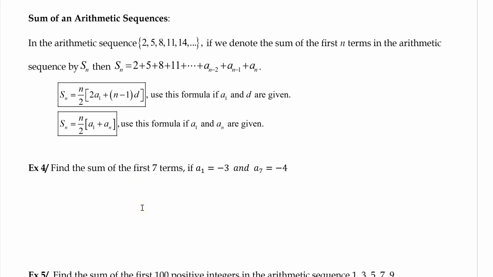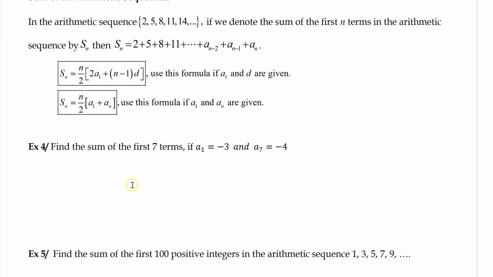So let's try it first, and then I will show you where it comes from. So in order to use the formula, you need a sub 1, d, or a sub 1 and n. And so you want to use what they give you. So it says find the sum of the first 7 terms, and see a sub 1 and a sub 7 are given. So that works really well for the last one. So if we want s sub 7, I would then replace all the n's with 7.